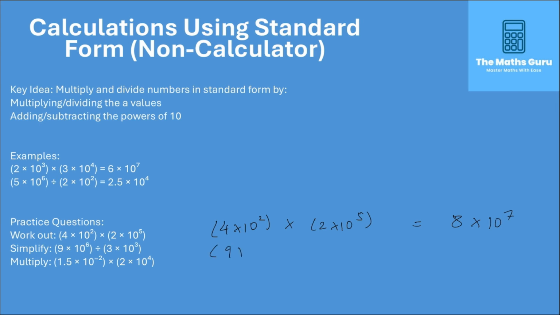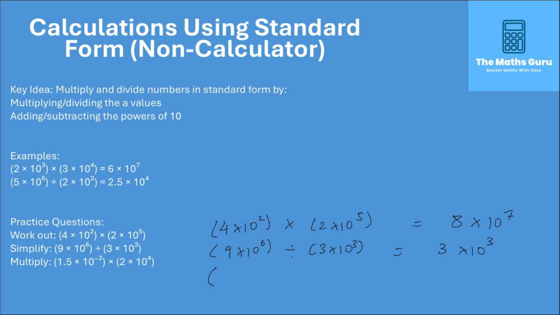This one is 9 times 10 to the 6 divided by 3 times 10 to the 3. 9 divided by 3 gives us 3. 10 to the power of 6 divided by 10 to the power of 3 gives us times 10 to the power of 3. 1.5 times 10 to the minus 2 times 10 to the 4.